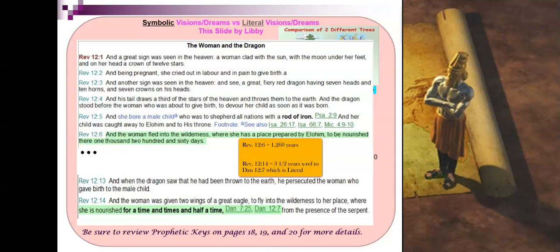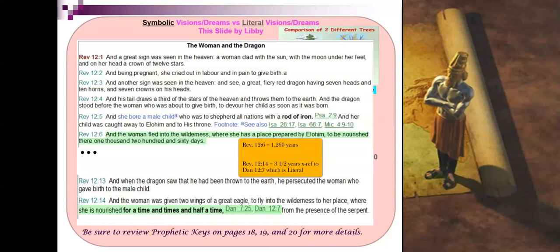So this is where John mixes things up. Remember I said he mixes symbolic and literal stuff, and this is where you need to figure it out. But if you get your basis with Daniel first and understand what he's doing there, then when you see the language, you're going to go, okay, there's symbolic language. Here's a timeline. I have to do the conversion 1 day for 1 year. But as you see the events moving forward, right to the end of time, and we still have a symbolic woman fleeing into the wilderness. The woman represents a church, okay?